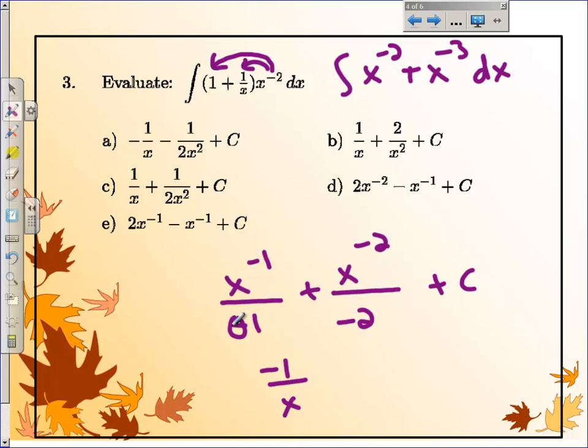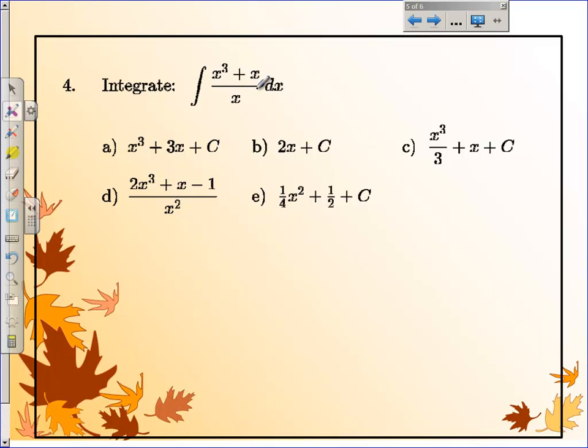I just brought this negative right here up, and I dropped my x down. I'm going to do the same thing here. I'm going to have minus 2 over x squared, and then plus c. And that is my answer. That was the function that we can take the derivative of and get to this.